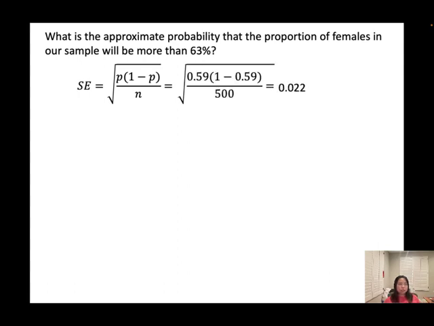You should get 0.022. Okay, right? We have the mean, we have the standard deviation. Now we want to find the probability. Remember in chapter 6, when we want to find the probability in the normal distribution, what are we looking for? We are looking for the area, right?